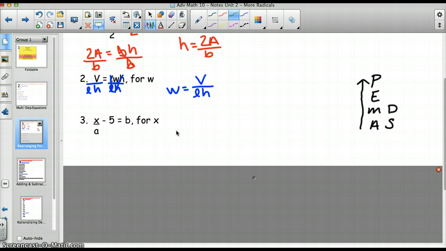So on this problem, the x is what I'm trying to isolate. It's being divided by a, but it's being subtracted. We're subtracting 5. So this is what I need to try and get rid of first. So I need to add 5 to both sides. That leaves me with x over a equals b plus 5. Then to get rid of this a, I have to multiply both sides by a.